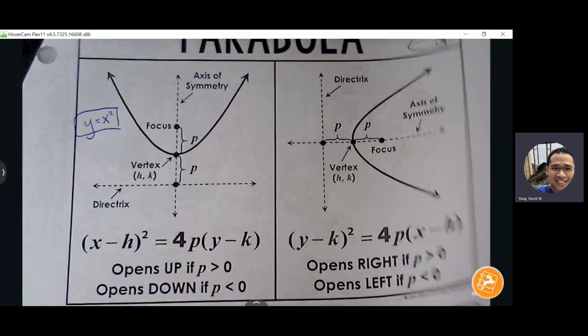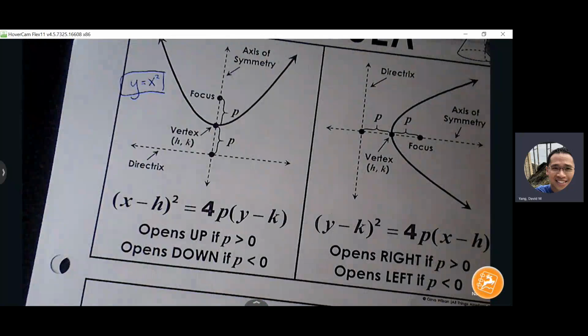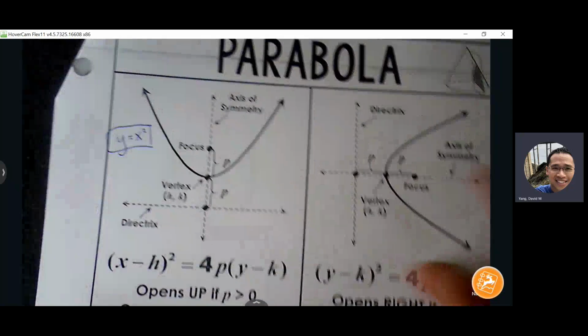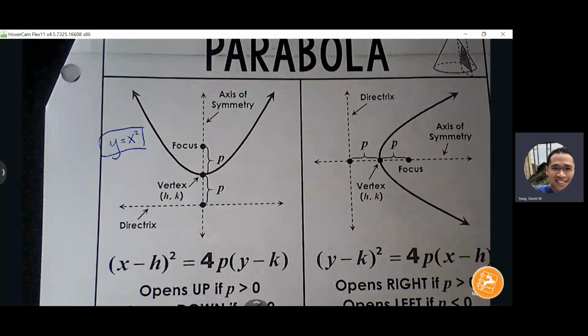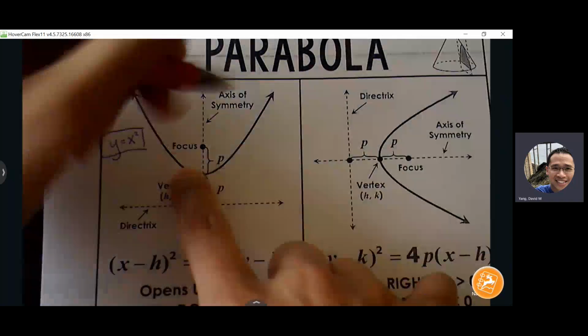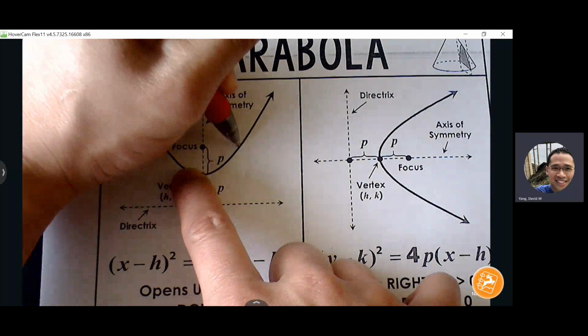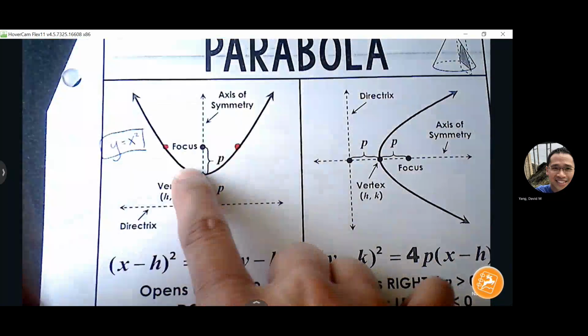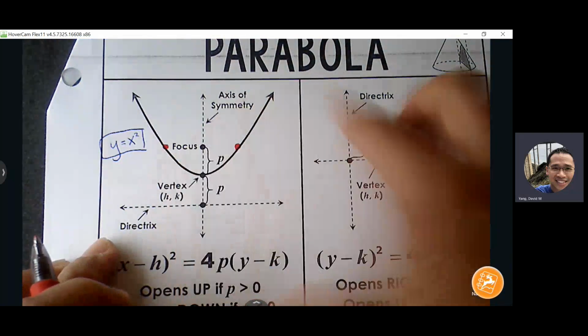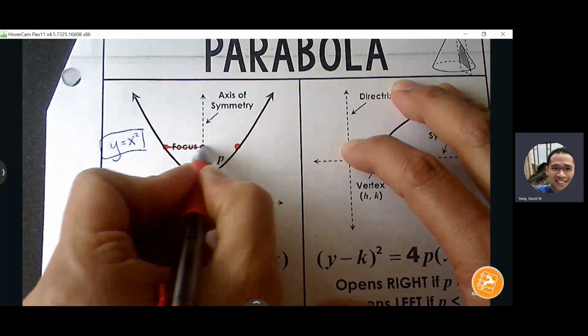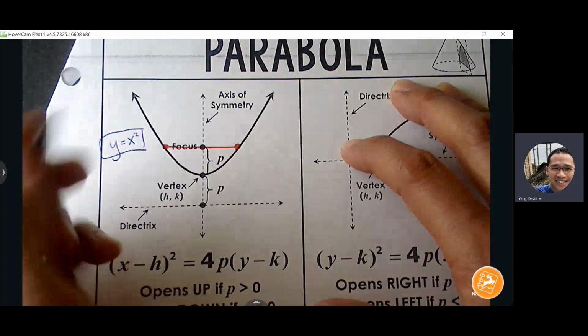There's also, I talked about, focal width. The focal width is not drawn on this diagram, but it says focal width is a chord running through the focus with endpoints on the parabola. So we can draw it in here. If I pick two points that are on either end of the focus and connect those two points, that's your focal width.